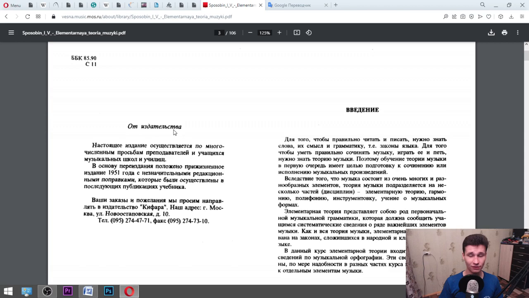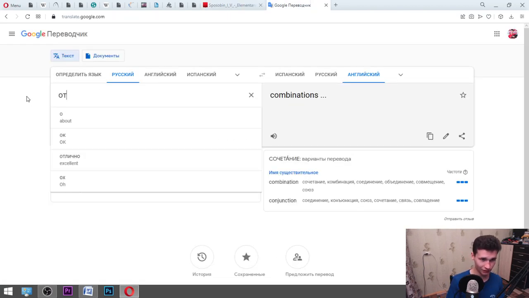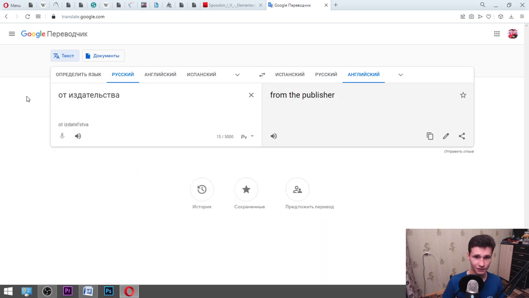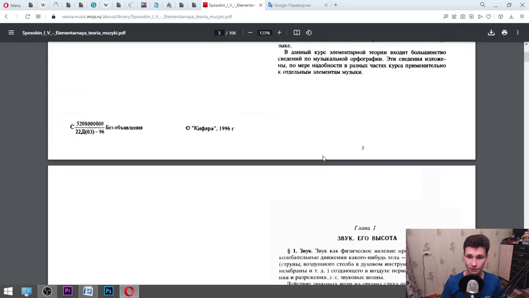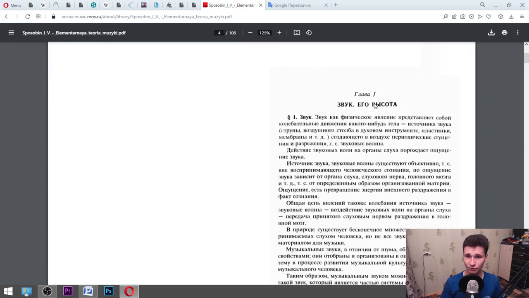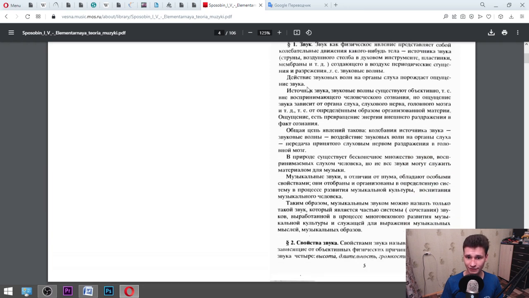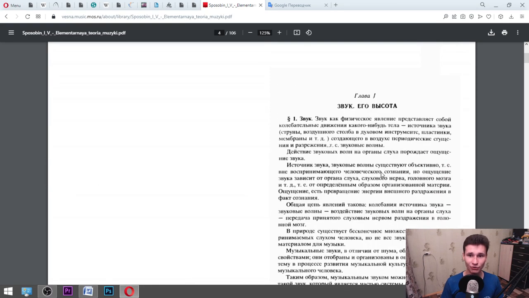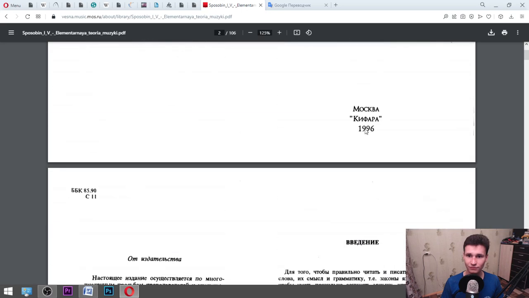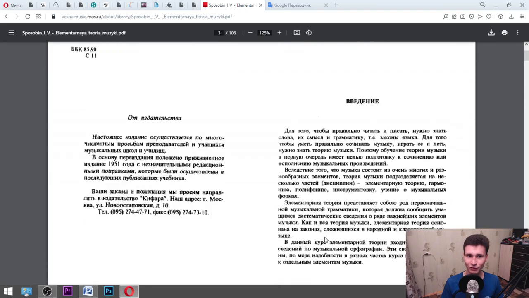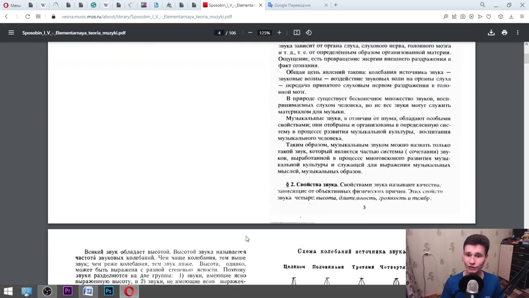От издательства means from the publishment. От издательства. Let's translate. Издательство. It is from the publisher. Yes. And first chapter, first paragraph is ended. Good. We know right now what is the sound. And we learned this information. Good.